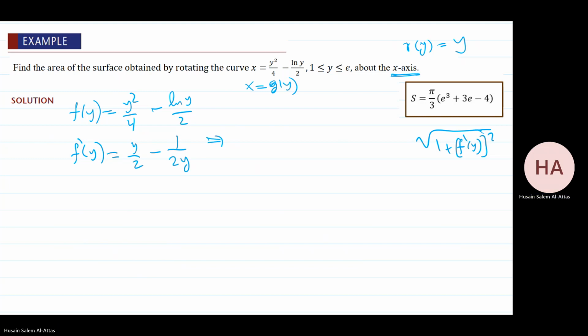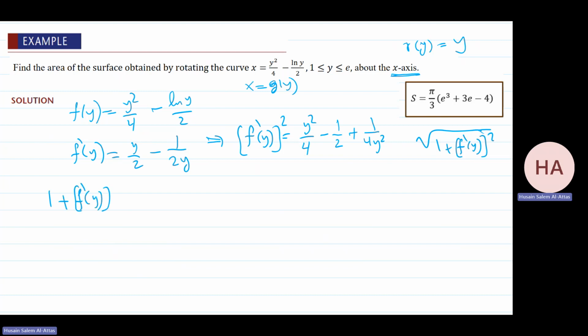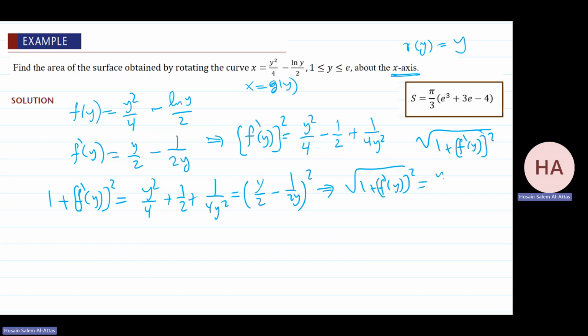So f′(y)² will be y²/4 minus 1/2, since 1/4 times 2 is half, plus 1/(4y²). Now 1 + f′(y)² will be the same thing, but plus half. That gives me (y/2 + 1/(2y))². So the square root of this, which I need in the formula, will be y/2 + 1/(2y).